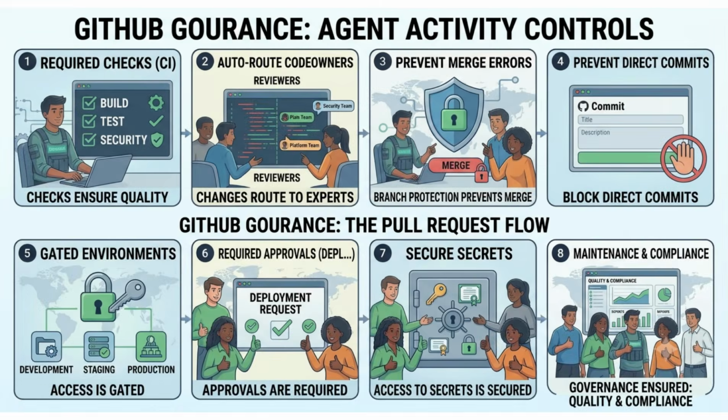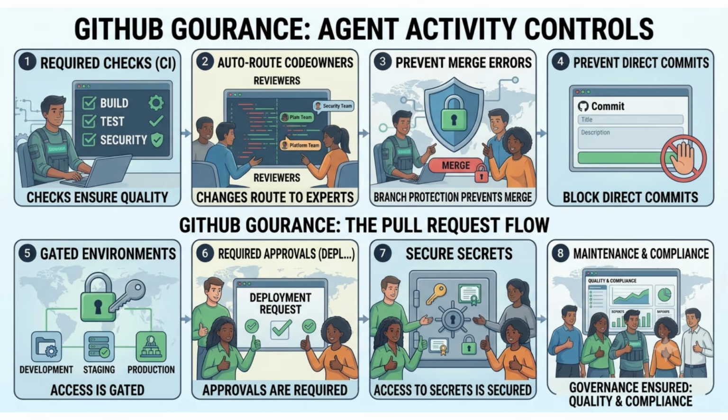Using governance controls. GitHub provides several controls for governing agent activities. Required checks ensure builds pass, tests succeed, and security scans complete. Code owners automatically route changes to the correct reviewers. Examples: the security team reviews security folders, and the platform team reviews workflow files.